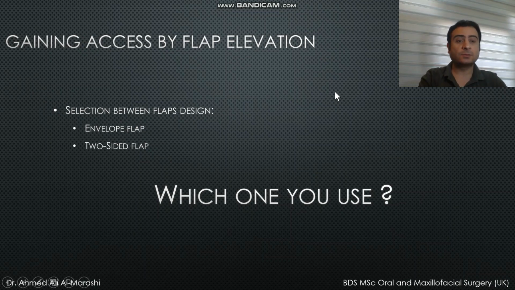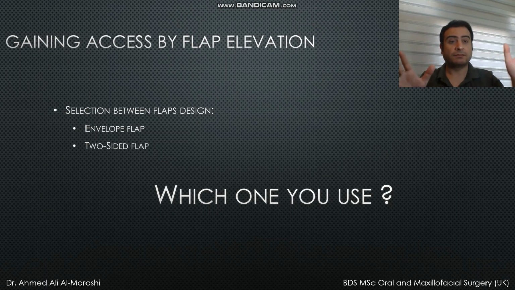In order to gain access, we have different flaps. All we can do is to select between them according to that specific case. We can all do big flaps, but there is no need to do big flaps. We have to minimize the site for the surgery as small as we can to manage the tooth properly. We can either do an envelope flap or we can use a two-sided flap. Which one would we use? It depends on the depth of the impaction and the amount of bone that is anticipated to be removed.